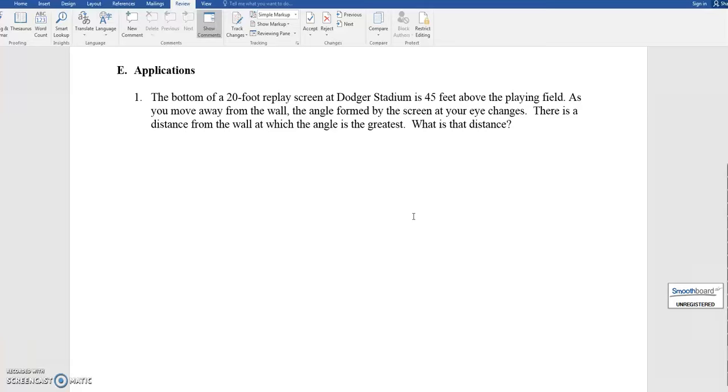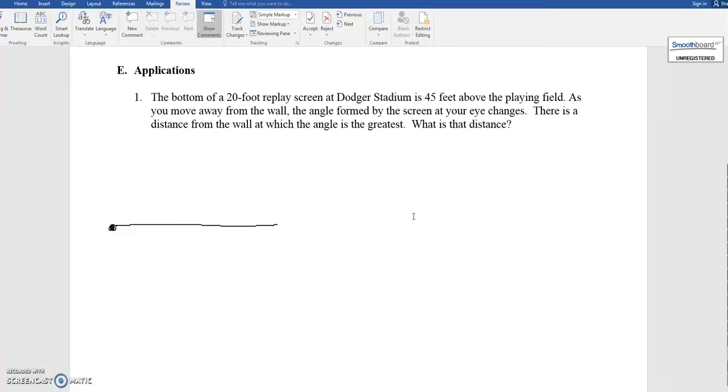So it helps to start out with a picture. I'm going to attempt on my iPad here to draw a nice picture of the situation. We'll start in black here, I think. Let's say that you are standing right here. Okay, and this is the distance to that optimal viewing area. And so now we're at kind of the wall of Dodger Stadium.